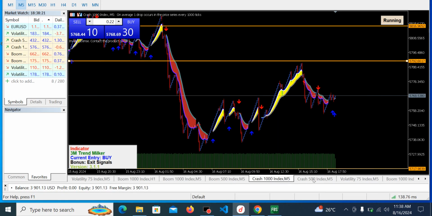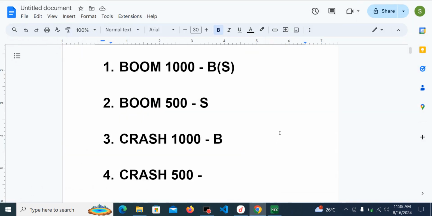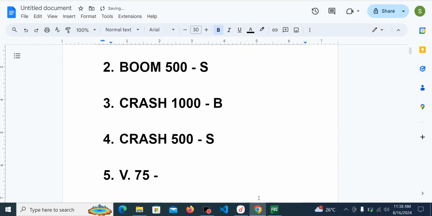Next asset is going to be Crash 500. This is Crash 500. It had been on an uptrend right from here, got to this region, had a pullback, went back up again. It has gotten to this resistance, and if it's unable to break out above that, then it will go back on a downtrend. Okay, so it will go back on a downtrend right from there. So we expect more of a selling opportunity than a buying opportunity.